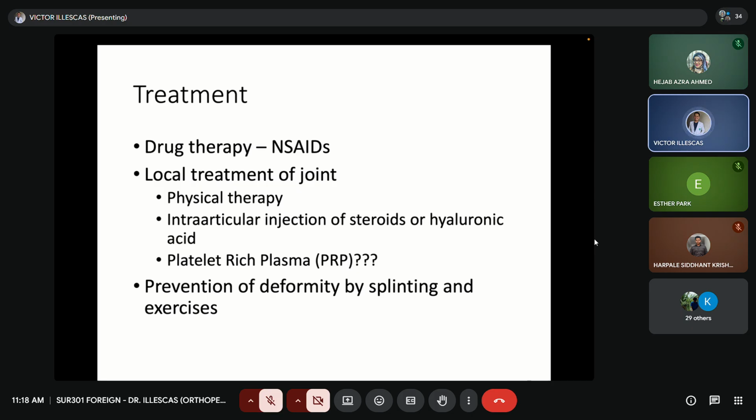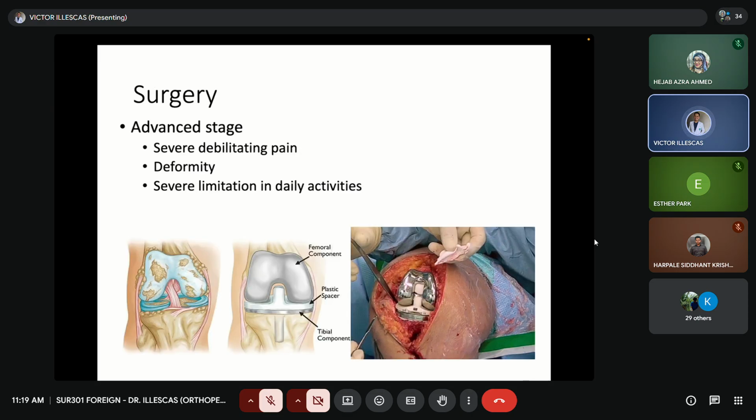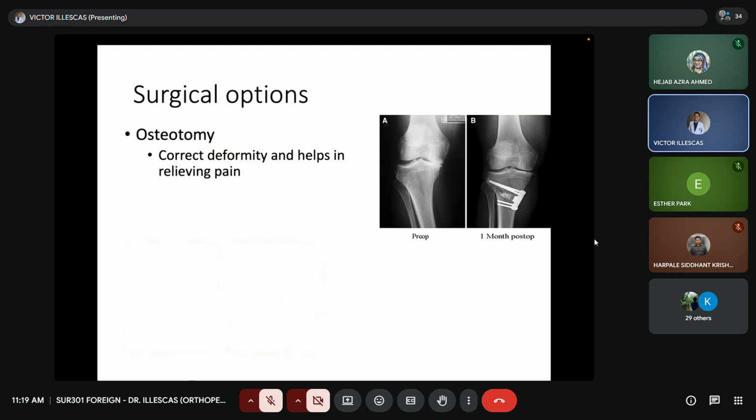So in these cases, we want to prevent deformity by splinting and exercise, and we may proceed with surgery if the conservative measures fail. So this includes patients with severe debilitating pain, deformity, and limitations with regards to daily activities. Okay, so we may do osteotomies, especially if only one compartment is affected. Here in this case, only the medial side of the bone is affected. So we may do osteotomies to improve the alignment of the bone.